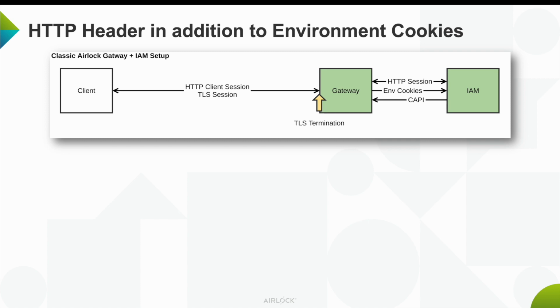We're inspecting the traffic, and if we agree that the traffic's okay, then we send it forward to the IAM. And we have an HTTP session, and the gateway provides IAM with env cookies. In those env cookies, we see basically the outside world that the gateway sees on the client side, and we can provide it to IAM.